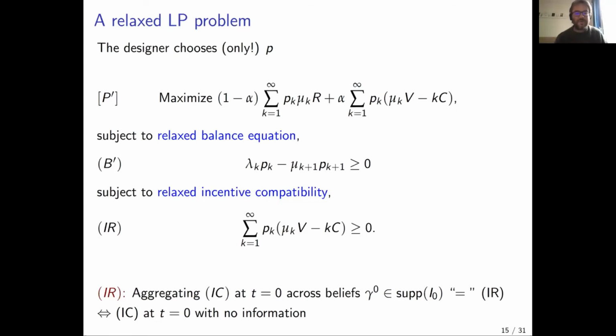Is there any question on this part? Can I clarify anything?